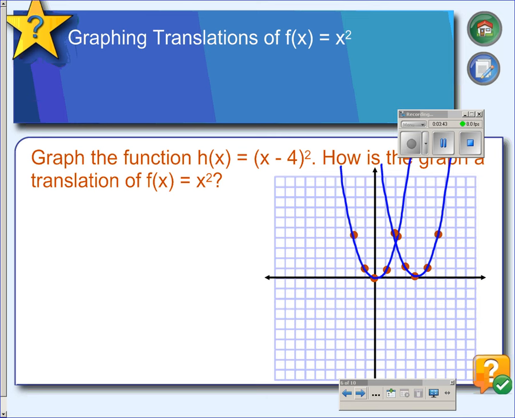For example, if x is 0 in the parent function, we would have a point at the origin. But in this transformed function, when x is 4, we get 0. So that's this point here. In the parent function, when x is 1, y is 1. But in the transformed function, when x is 5 is when we get 1. 5 minus 4 is 1, and then square it. So you can try that out on your own.